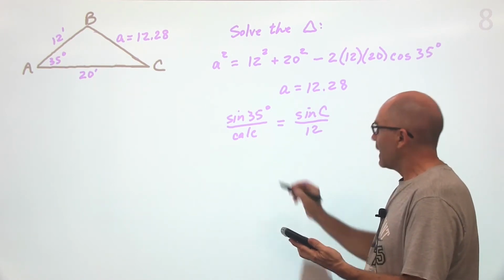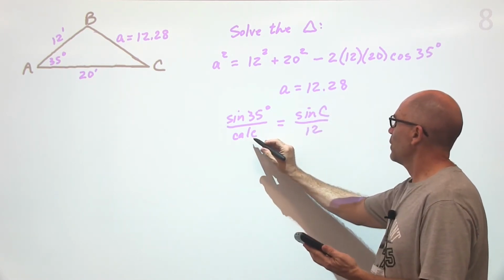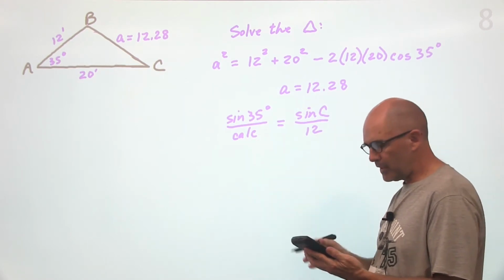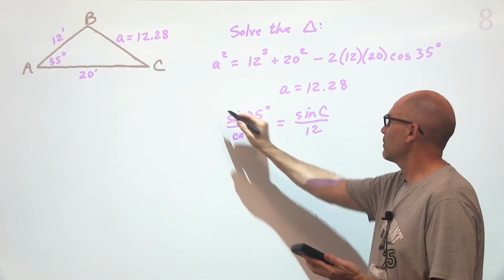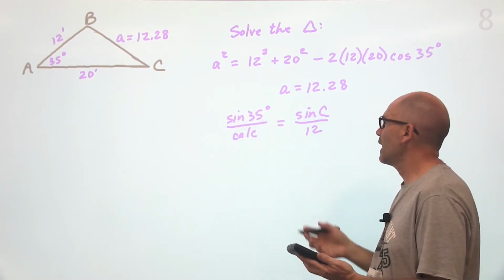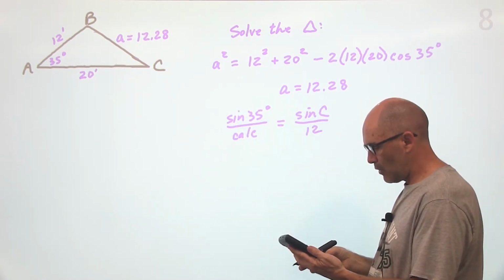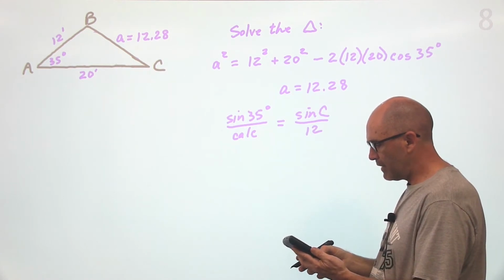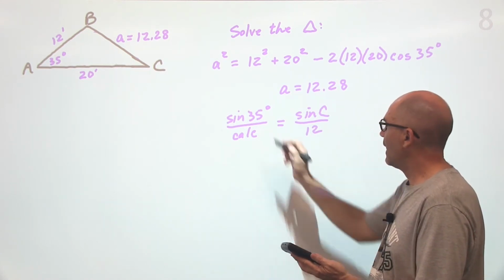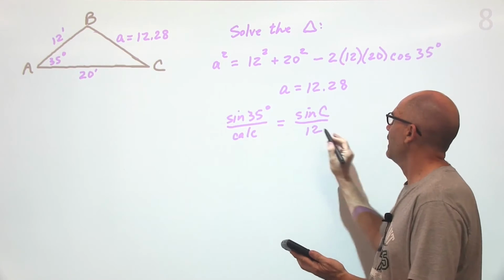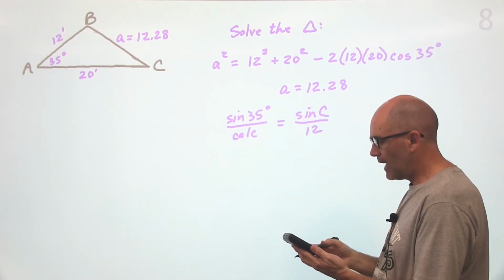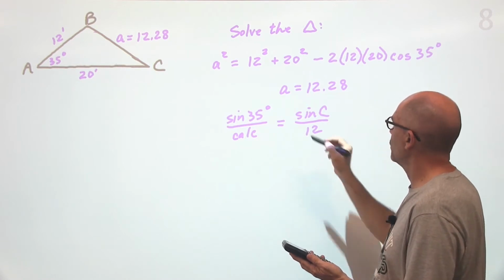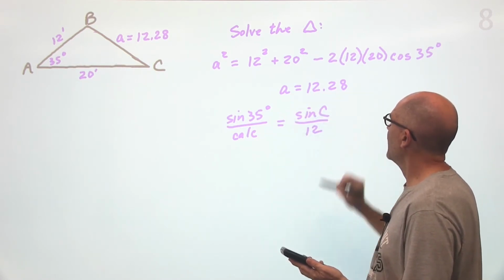Okay, now what I have in my calculator is the 12.28. Now it's on the bottom, so I'm just going to hit reciprocate, and that's going to give me basically the number on top that I multiplied by sine 35. So I'm just going to go 35 sine times that, and now I have what's on the left side. Multiply by 12, and I get 0.560482. So now that's sine of C.